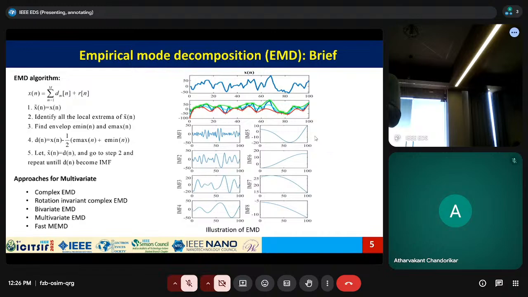So based on these two conditions, whatever IMF you obtain, we assume that it is a symmetric, time-varying sinusoidal function. Once you get the first IMF, you subtract this IMF from the signal, then you get a new residual and repeat the same process. In that way, we get all possible IMFs from the data.